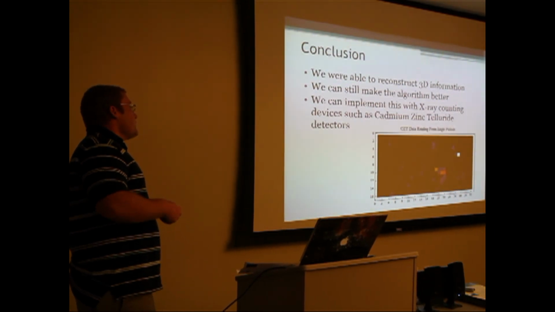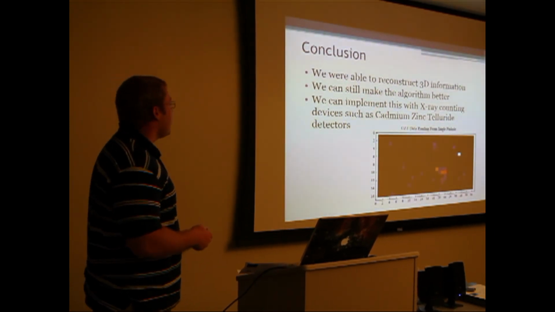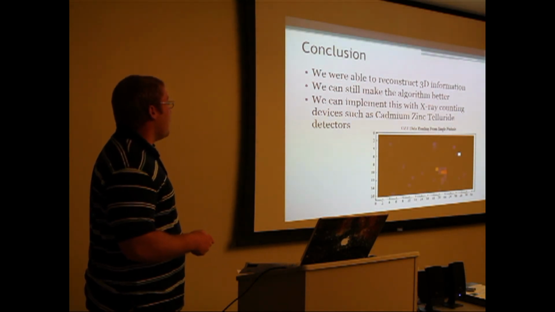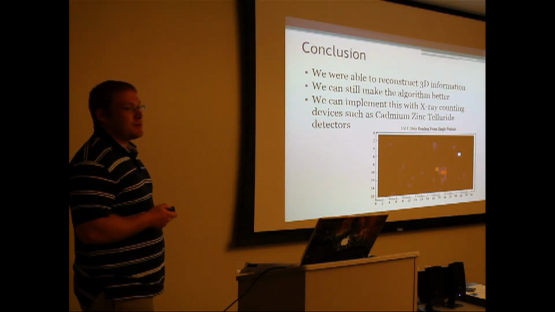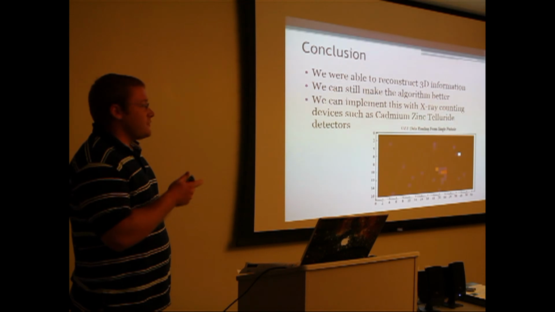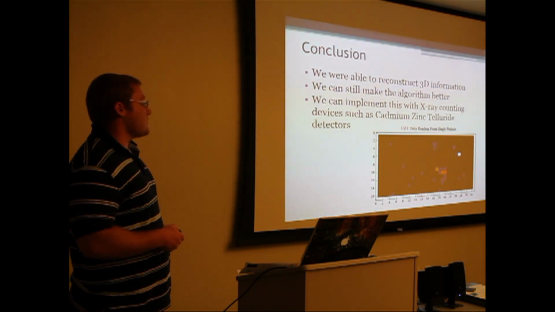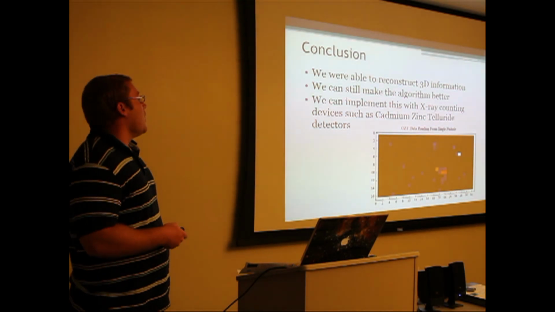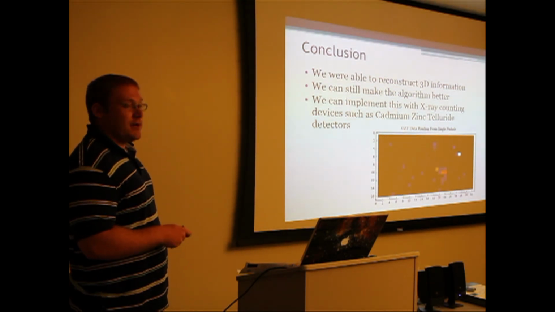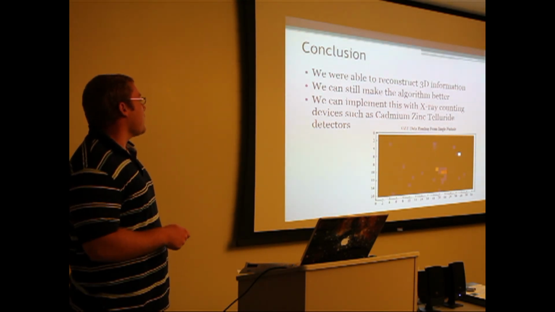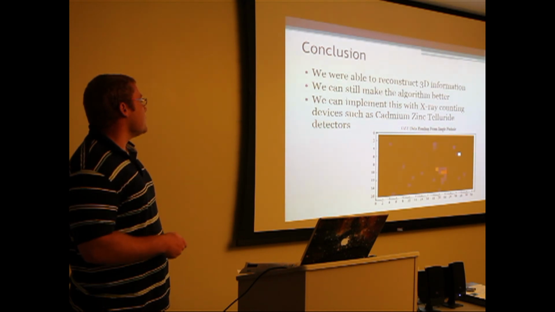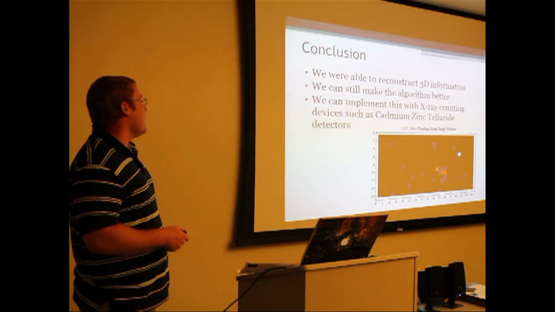Okay, so in conclusion, we were able to reconstruct 3D information with a stationary detector. A lot of times with something like a CT scan, you have something that spins around your object to get 3D information. Well, this is actually done without moving at all. We can still make the algorithm better, try to make the images more clear, and also I'm starting to use this with the CZT array, which Kevin had talked about earlier.